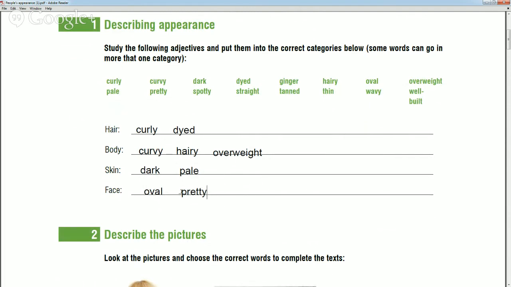Pretty can also go with pretty skin, pretty hair. You have very pretty hair. Probably not a body. We wouldn't use pretty for body. Maybe you would say a beautiful body, but not a pretty body.